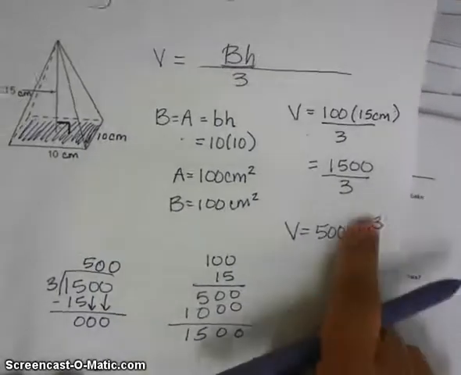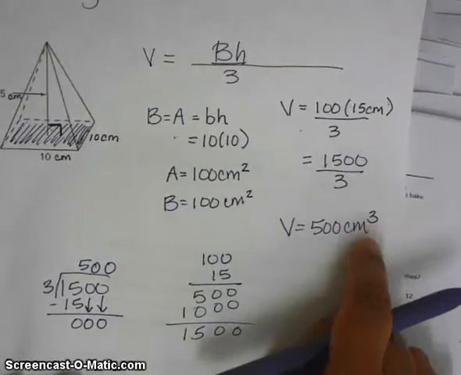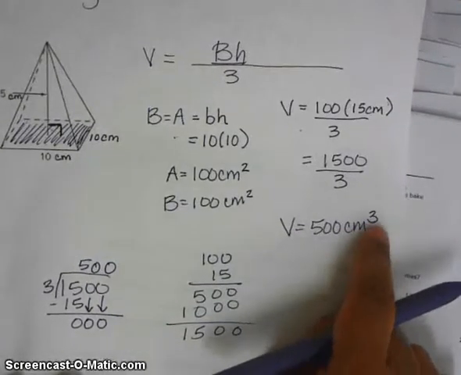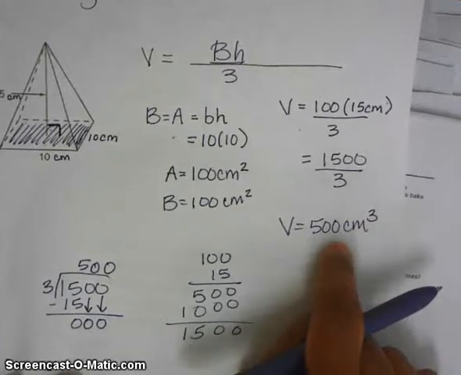Now remember the cube, whenever we're in volume, it's three-dimensional, so it is cubic units. And so this one is 500 centimeters cubed.